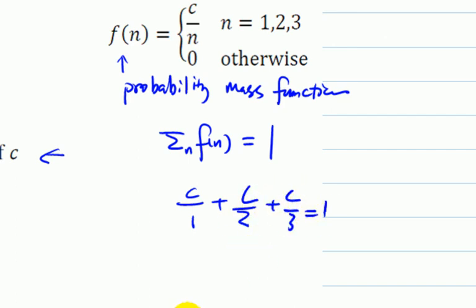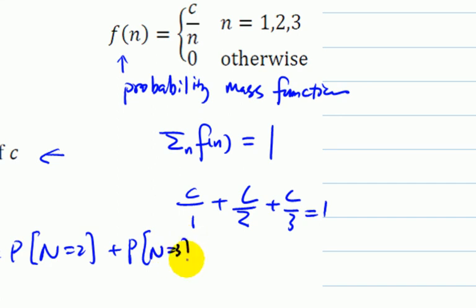Once you get the value of c, you can calculate this and that very easily. For the probability of n equal to 1, just substitute n equal to 1 and the value of c, and you'll get that. For the probability of n greater than 2, what does that equal to? That equals the probability of n equal to 3. Now for the probability of n greater than 3.